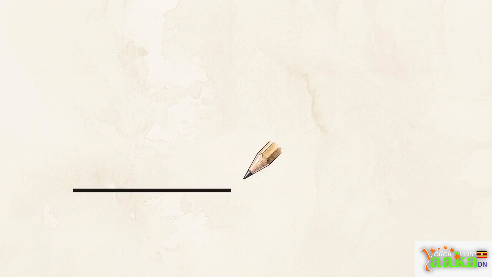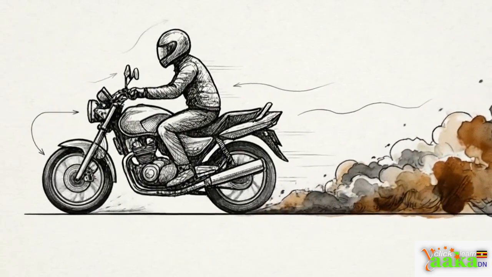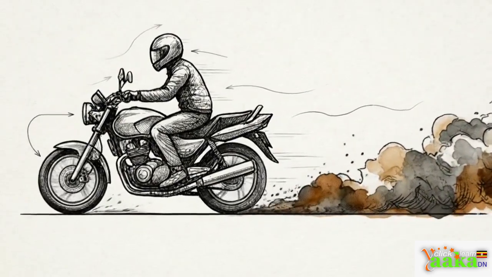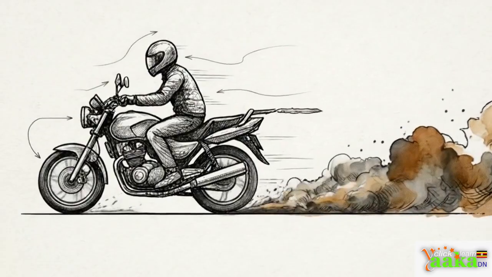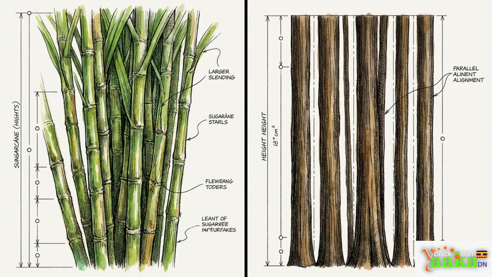Think about what happens when you press a pencil to paper and start to move it. That continuous mark following your hand is what we call a line. It works just like this motorcycle speeding down a dirt road. The trail of dust it leaves behind is essentially a line in motion. You can find these marks everywhere in our local environment. You can see straight, vertical lines in the stalks of growing crops or the trunks of tall trees.